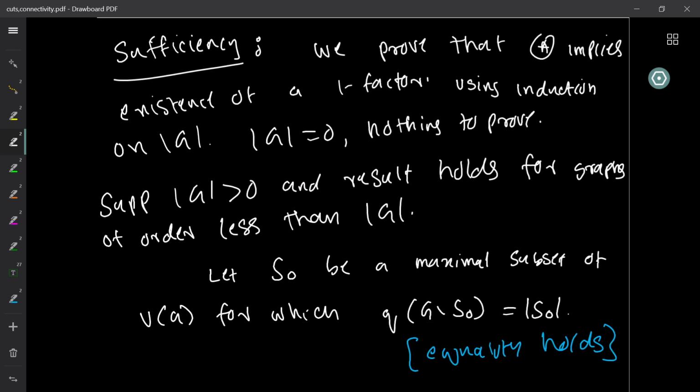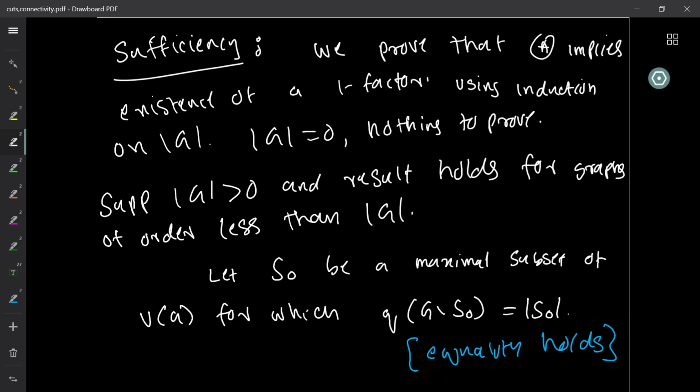So how do you prove the sufficiency? Okay. So we are going to use induction on the order of the graph. Right. So you might have already seen that induction is quite a powerful tool, especially when we are dealing with the properties of graphs. In many examples, you might have already seen it. We are yet again going to use induction here.